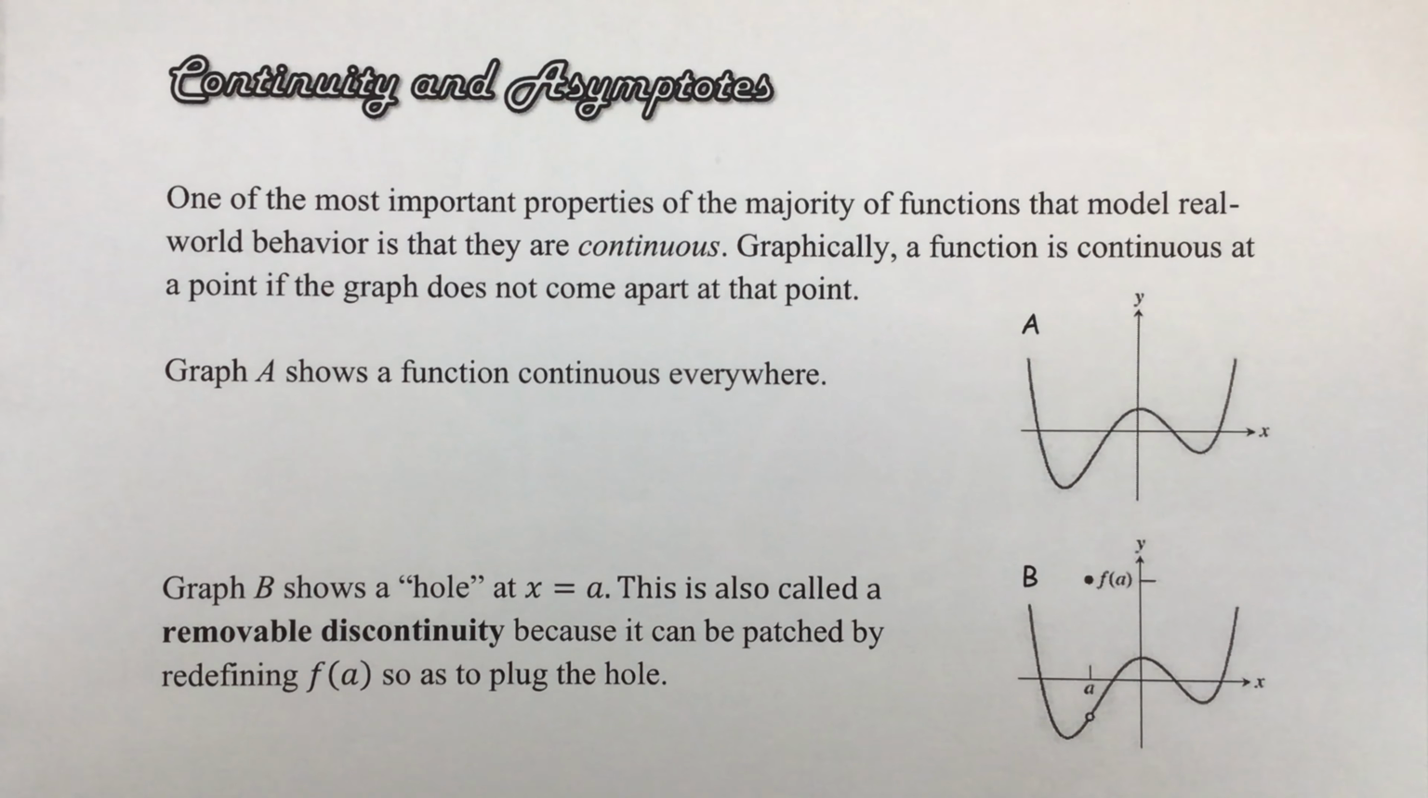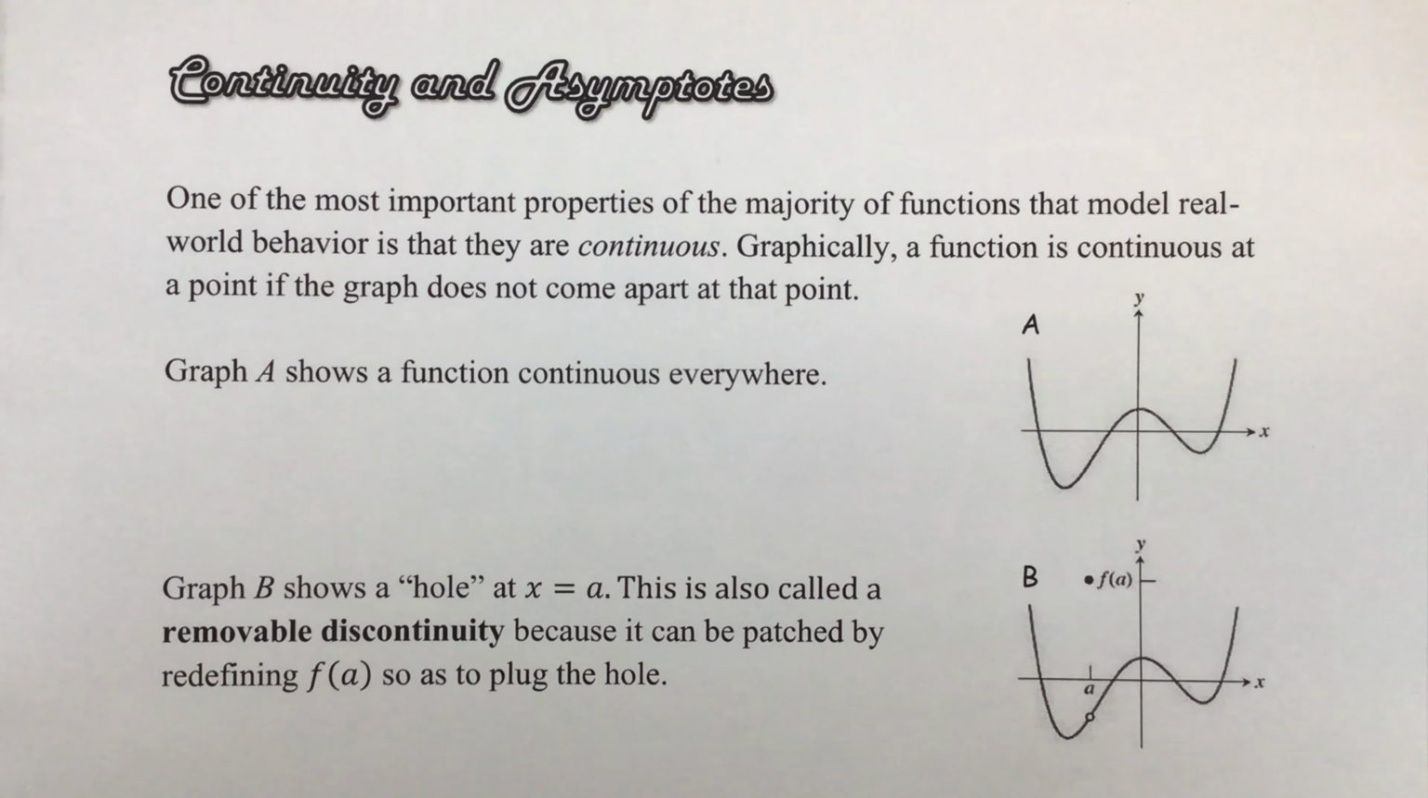Continuity and asymptotes. One of the most important properties of the majority of functions that model real-world behavior is that they are continuous. Graphically, a function is continuous at a point if the graph does not come apart at that point. If it doesn't have any breaks in that location, then you say that it is continuous. Graph A is a picture of a function that is continuous.